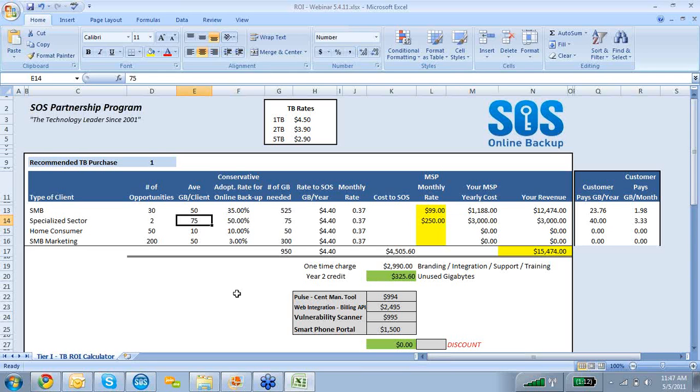Based on our versioning technique. With any other solution, that's going to grow into a terabyte in no time. So they're going to be paying more than that, even if the gig rate is lower. I think you understand. So moving on, the home consumer.